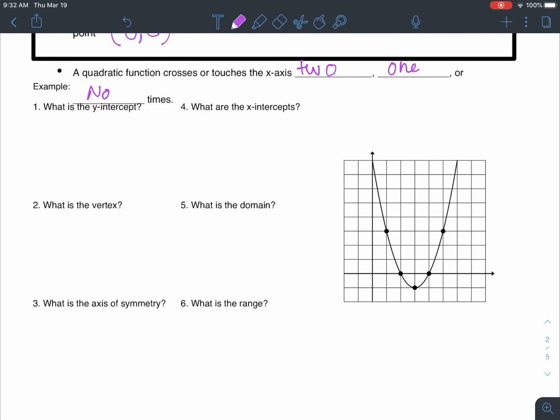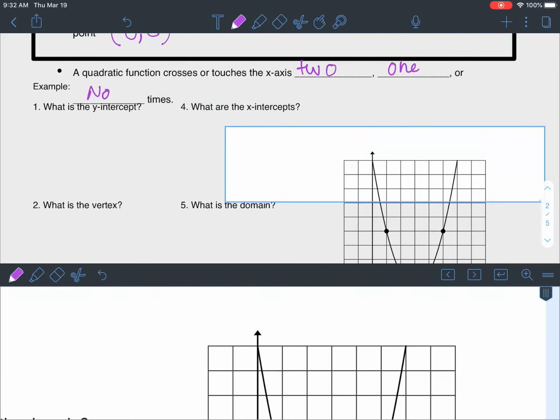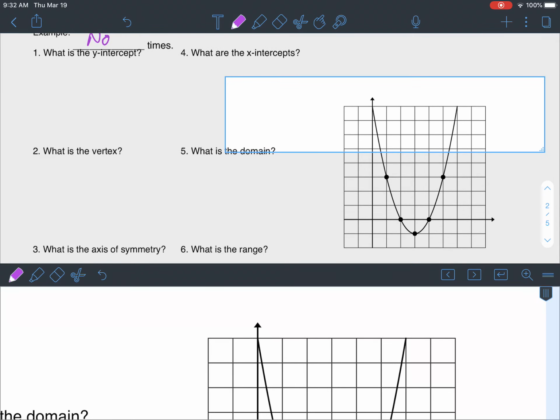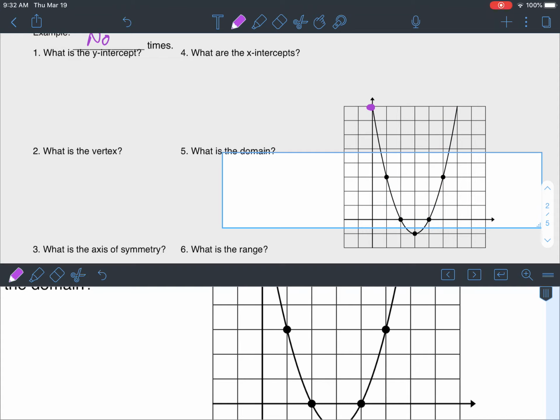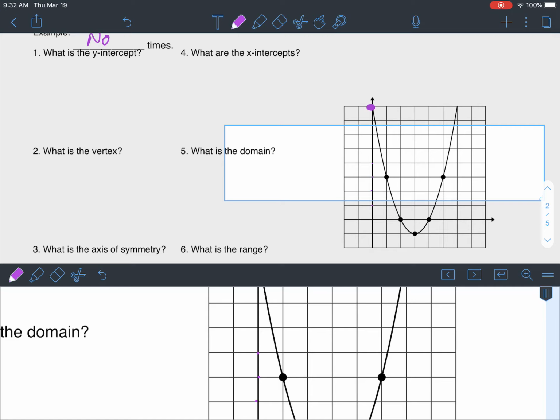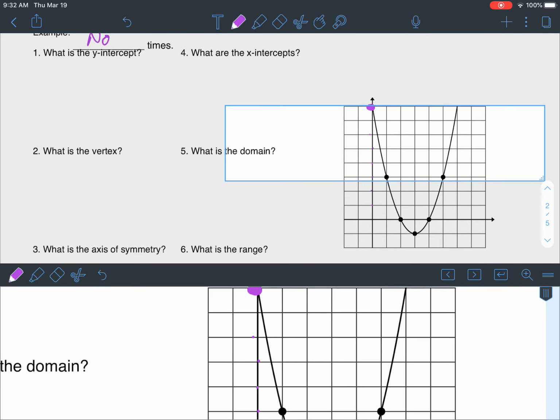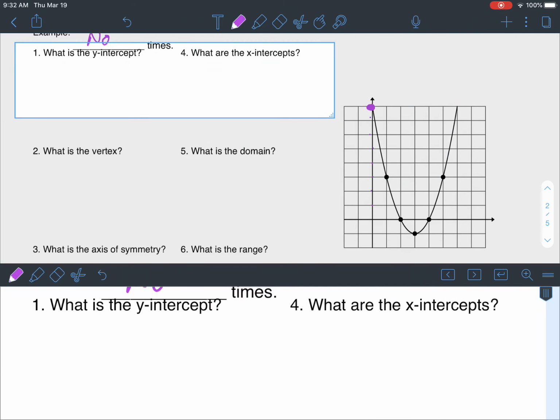So I have this first example here, and we're going to talk about this graph over here on the right, and we're going to identify the y-intercept, the x-intercepts, the vertex, the domain, the range, and the axis of symmetry. So let's start by identifying the y-intercept, which is a little bit hard to see here, but that's okay. We're going to use our best judgment. That's going to be this point right here. So that looks like it is 0 and then 1, 2, 3, 4, 5, 6, 7, 8. So our y-intercept here is 0, 8.